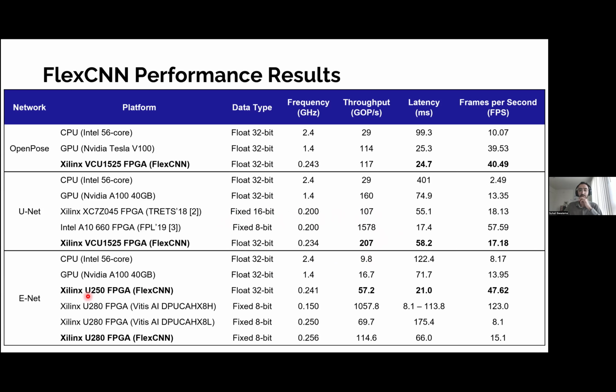And then for the ENet, we compared with also CPU and GPU, and we have better performance than both of them. And we also compared with Xilinx DPUs. These are hardware RTL optimized modules. We can have some competitive performance with this light version of this architecture, and also competitive performance in terms of latency with the large one.